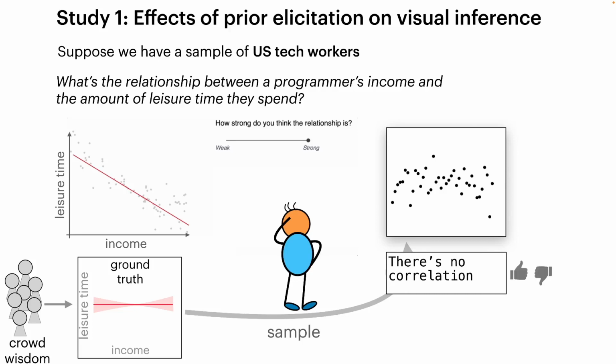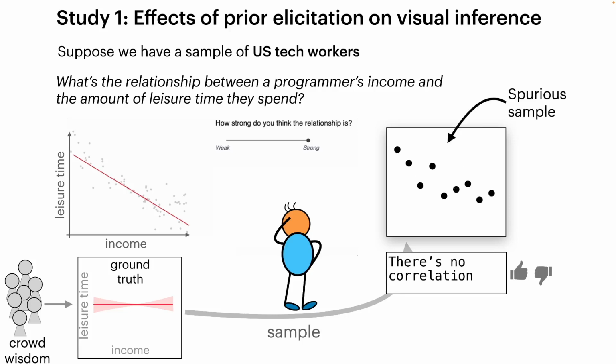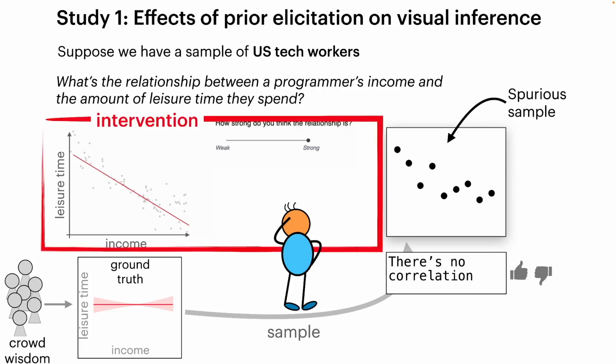And because we know the real answer, we can code those inferences for their consistency with the ground truth. Now, occasionally, instead of showing them a visualization that is consistent with the model, we present them with spurious samples to see how they react to it. And the main result that we're interested in is whether belief elicitation prior to data exposure, which is the intervention that we're testing, will affect the accuracy of the inference.